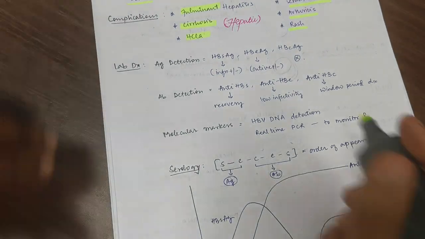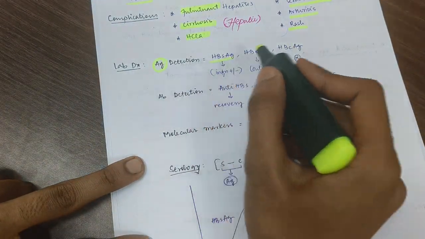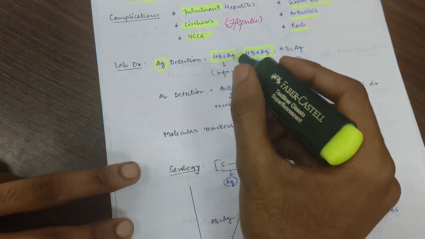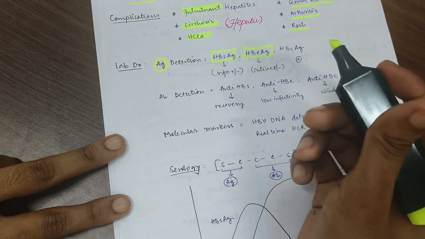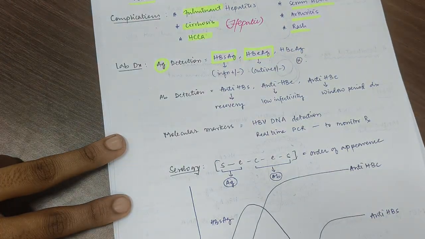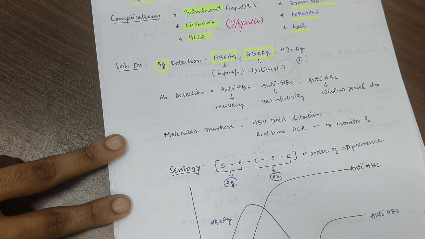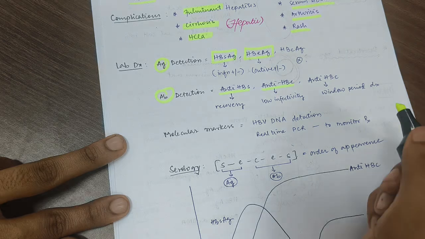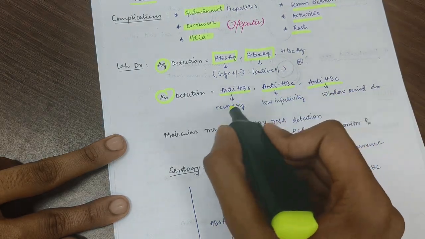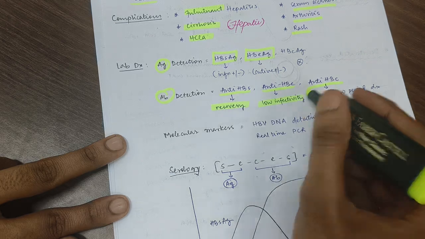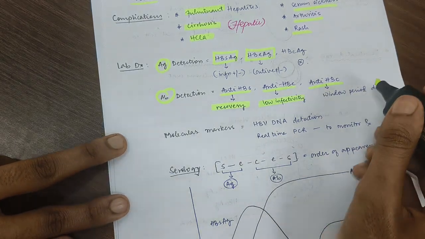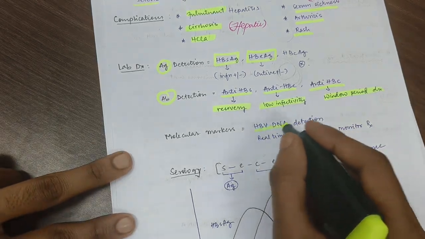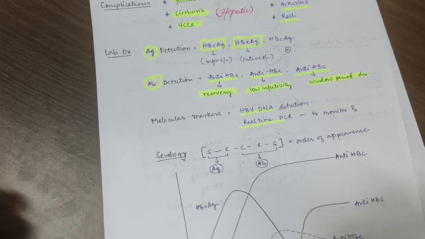Lab diagnosis: you are going to do antigen detection, that is HBsAg and HBeAg. These are the two which are very important. If HBsAg is present, it tells whether infection is present or not. If HBeAg is present, it tells whether the infection is active or not. Then antibody detection using anti-HBs, anti-HBe, and anti-HBc. Anti-HBs indicates recovery, anti-HBe indicates low infectivity, anti-HBc indicates window period diagnosis. Molecular methods are HBV DNA and real-time PCR to monitor treatment.